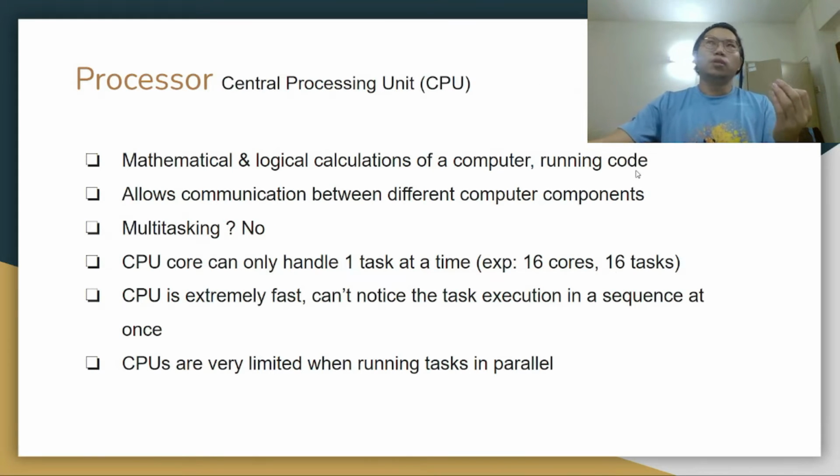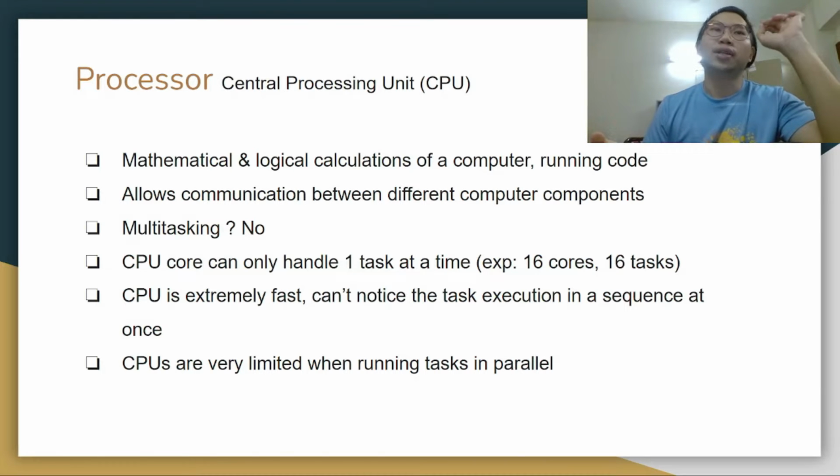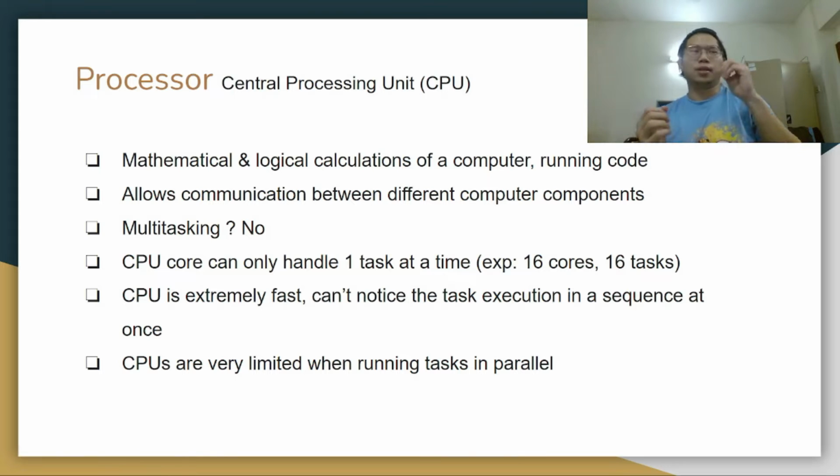CUDA can be embedded onto hardware because CUDA for GPU itself has a CPU, that is the processor, central processing unit. Generally, the processor is used for mathematical and logical calculation of the computer and running code. It allows communication between different parts of our computer components, but multitasking cannot really be executed. This is because in a CPU, one core can only handle one task at a time. The most modern CPU we can get has 16 cores, which means only 16 tasks can be executed one by one.